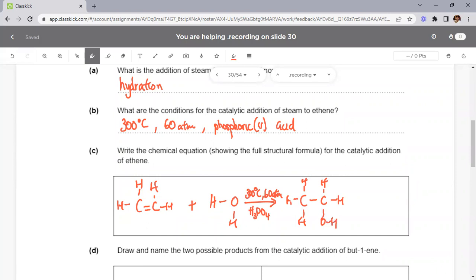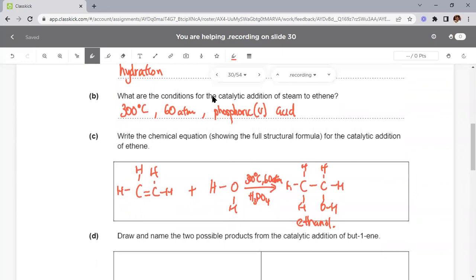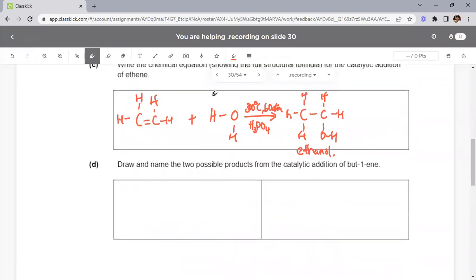Okay, so you can see here, this is now my ethanol. Draw and name the two possible products from the catalytic addition of but-1-yne. I'm just going to draw but-1-yne for you. I just want you to go back and try this on your own. I'm not going to go through this because we have actually gone through quite a bit of this in detail in the Alkenes segment. So this one, please go back and practice a bit more on your own.